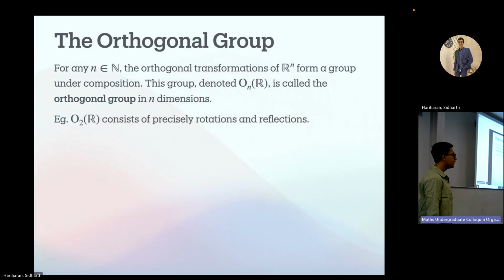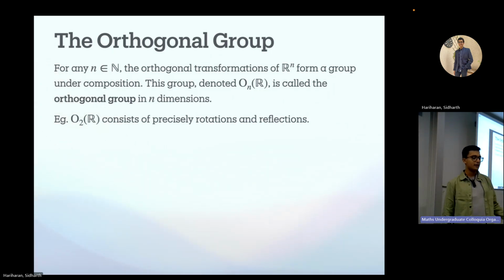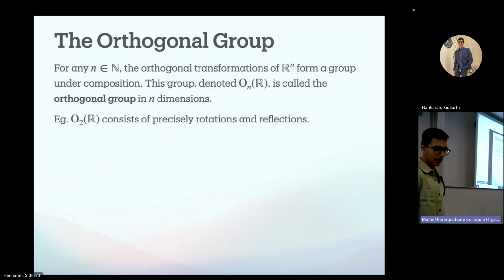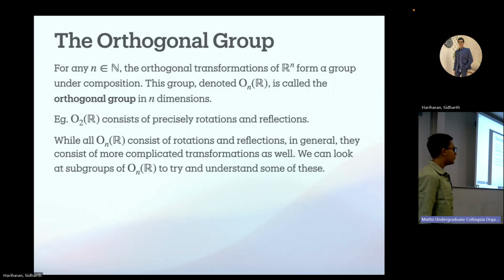For example, O_2(R) consists of precisely rotations and reflections. You can prove that an orthogonal matrix with 4 elements, 2 rows and 2 columns, is going to have determinant either +1 or -1. If the determinant is +1, you can prove that it's a rotation. And if the determinant is -1, you can prove that it's a reflection. So in 2 dimensions, you have a very precise characterization of the orthogonal group. And all O_n(R) consist of rotations and reflections, but as we saw on the previous slide, they might also contain more complicated objects.